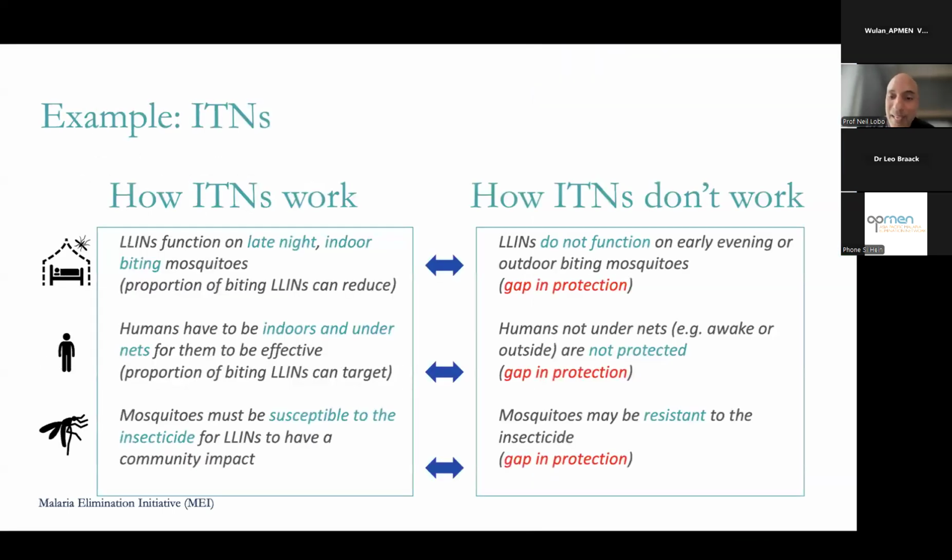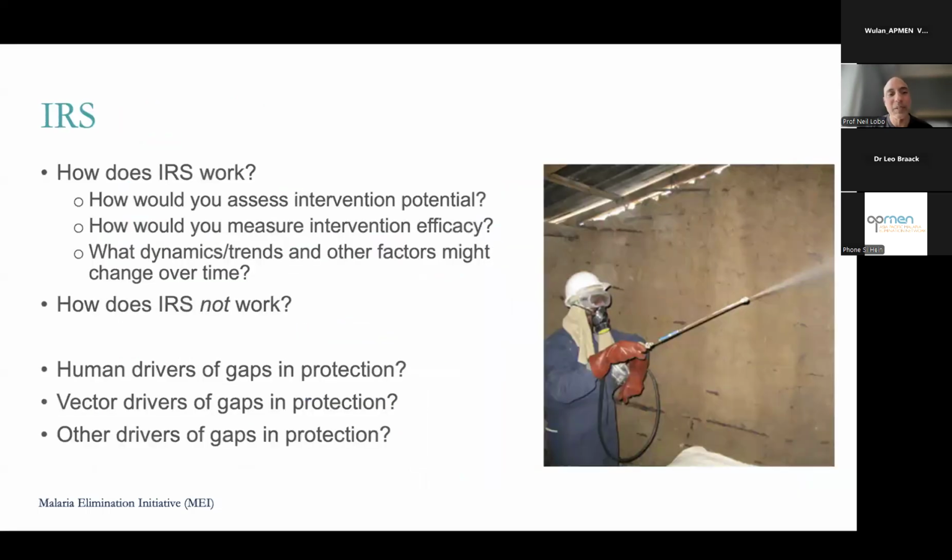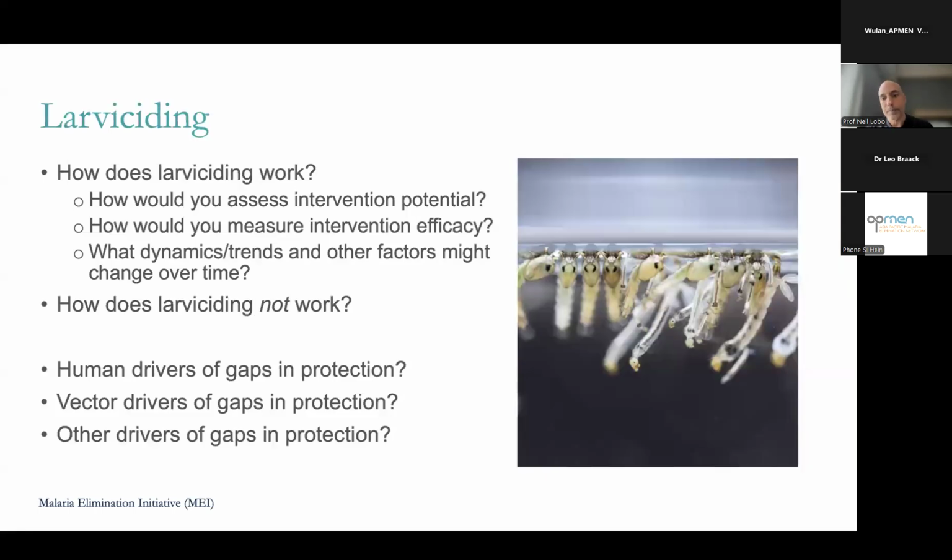I put the slide up again for bed nets. This is the simplest way of looking at it, right? You can see as an example that I already went through how they work, how they don't work. And then do the exact same thing for IRS, for indoor residual spraying, which is WHO recommended. How would you assess it? How does it work? How does it not work? What other things cause gaps in protection? Human, vectors, right? Ask yourself these questions, think about them.